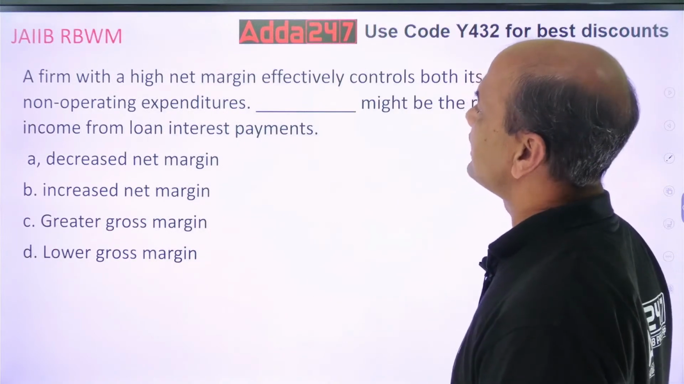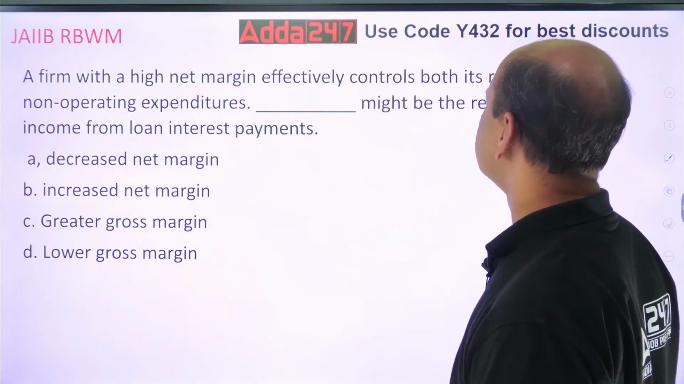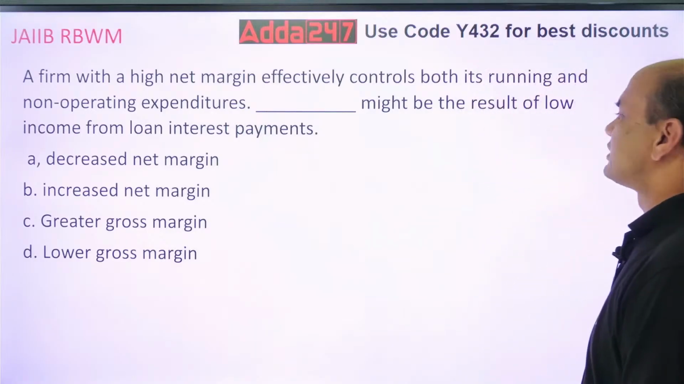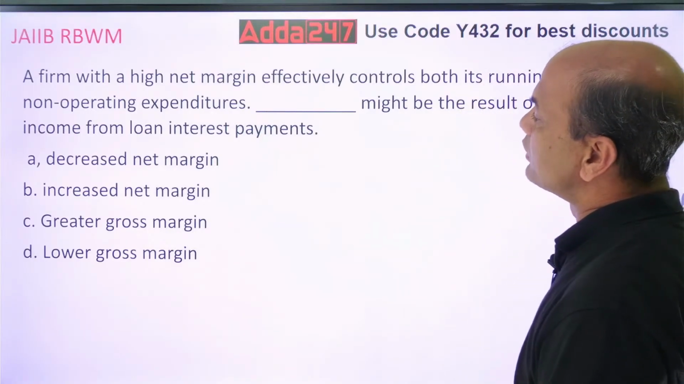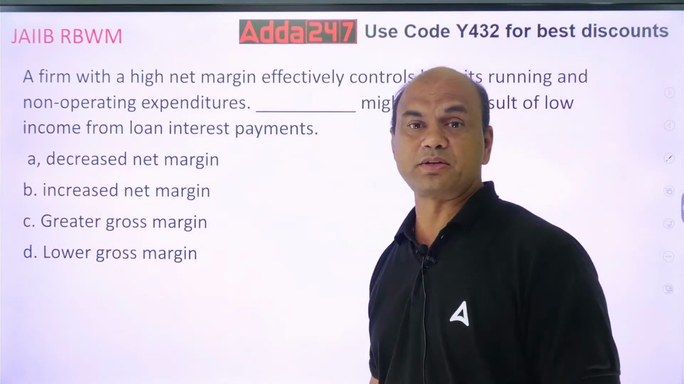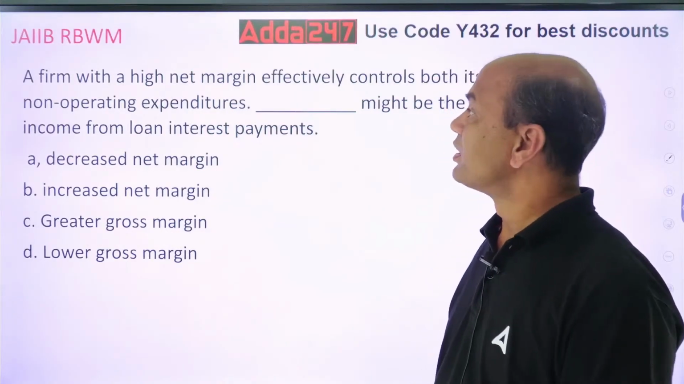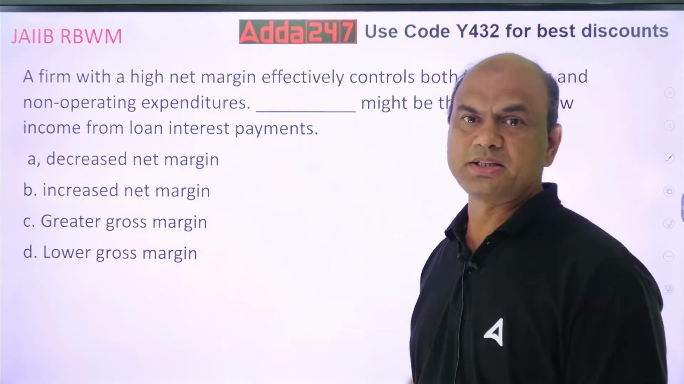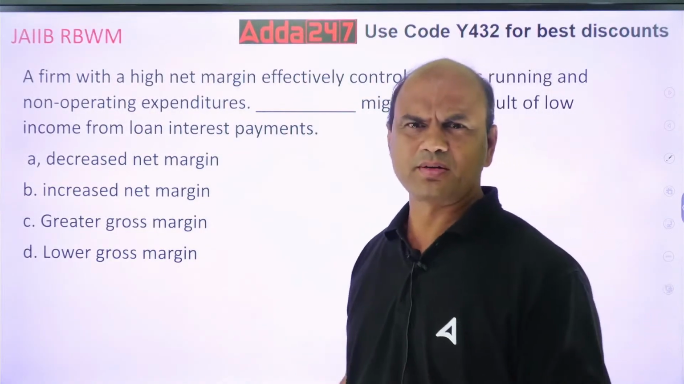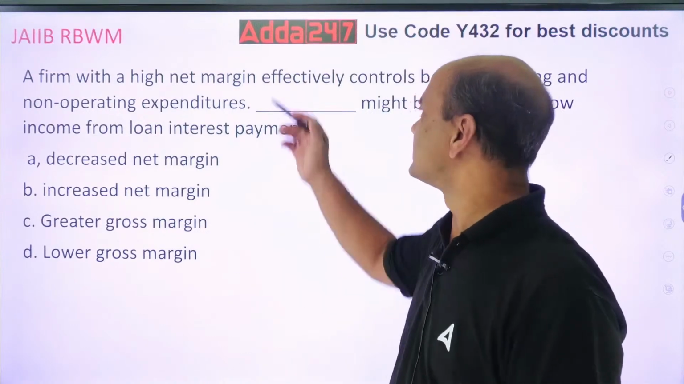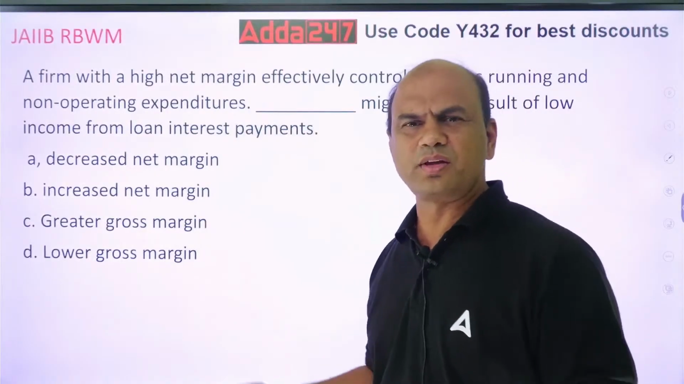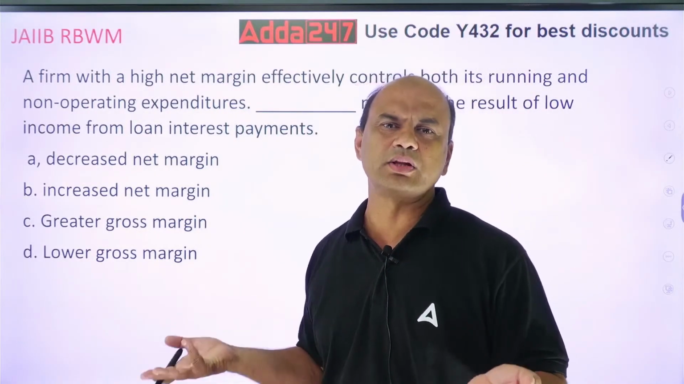A firm with a high net margin effectively controls both its running and non-operating expenditures. Dash might be the result of low income from loan interest payments. Very simple but very basic question. Firm with high net margin means if I am having a huge net profit, then what does it mean? It effectively controls both its running and non-operating expenses. So if I am having huge money, I can control everything, isn't it?